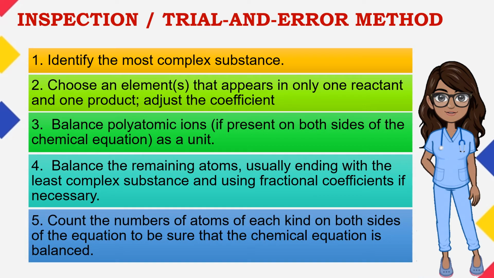Step 5. Count the numbers of atoms of each kind on both sides of the equation to be sure that the chemical equation is balanced.